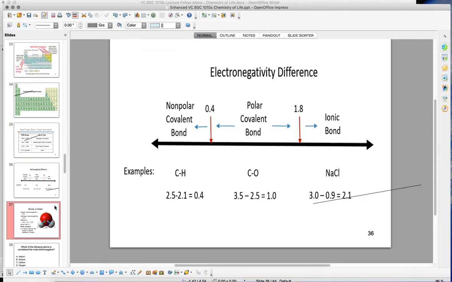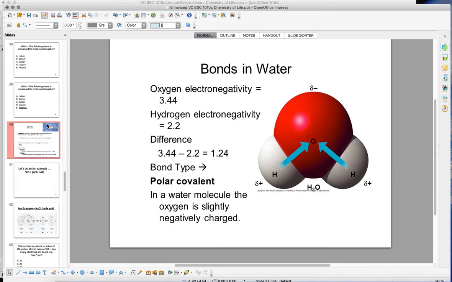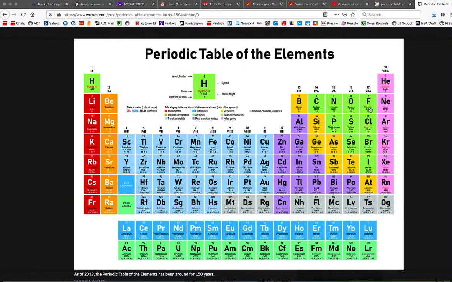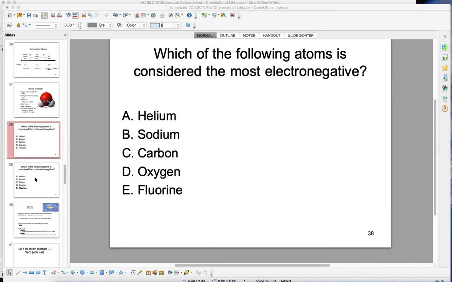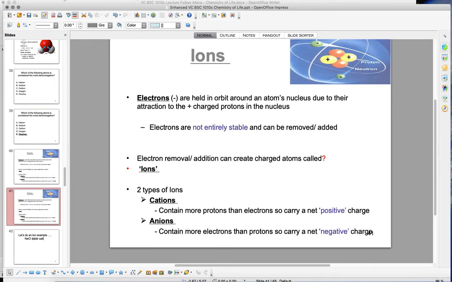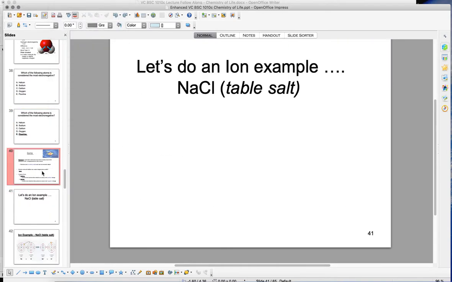Okay, so that's this chart, that was the water one. All right, and so which of the following atoms is considered the most electronegative? If we look at our periodic table, we said fluorine, so that would be this answer here, fluorine. All right, and now let's look at what all these different types of bonds are.